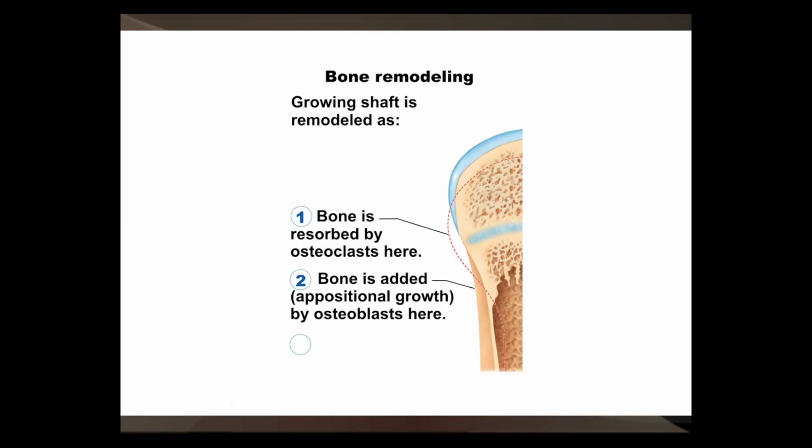Appositional growth is the process of bones getting larger horizontally. Osteoblasts are the cells that lay down bone. They grow bone and they make bone thicker.